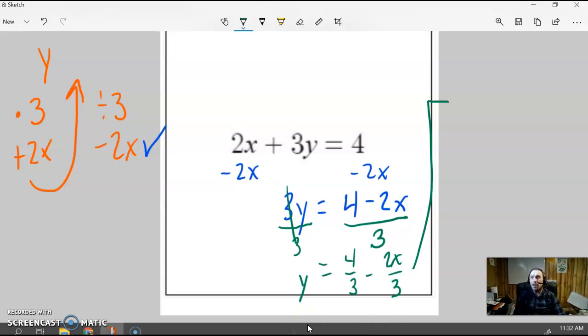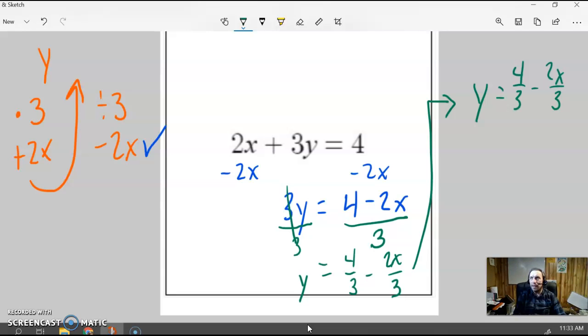Now, to make our lives easier in the future, I want to show you a couple more steps. 4 over 3 minus 2x over 3. 4 divided by 3 is an improper fraction, 4/3. We can leave it as 4/3. You can think about it as a little bit bigger than 1, right? It's 1 1/3. That's fine.